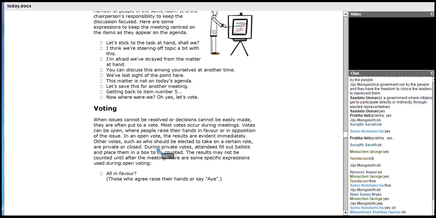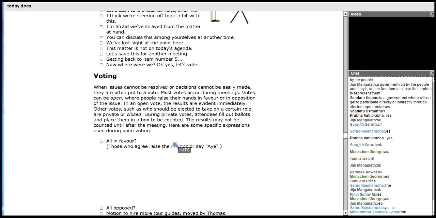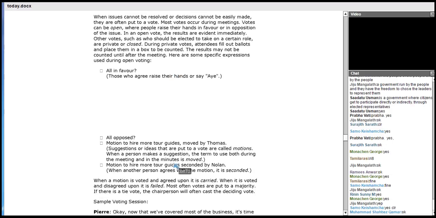Other votes should be closed, private or closed. During private votes, attendees fill out ballots and place them in a box to be counted. The results may not be counted until after the meeting. There are some specific expressions used during open voting. All in favor, those who agree, raise your hands or say yes. All opposed. Motion to hire more tour guides, moved by Thomas.